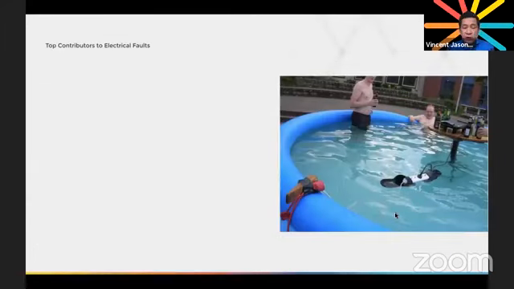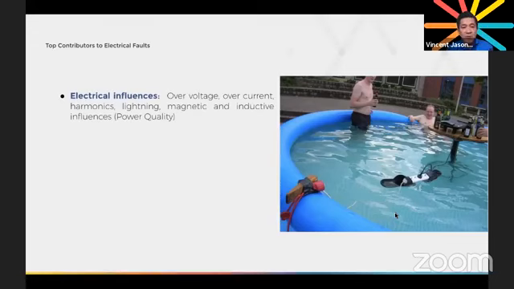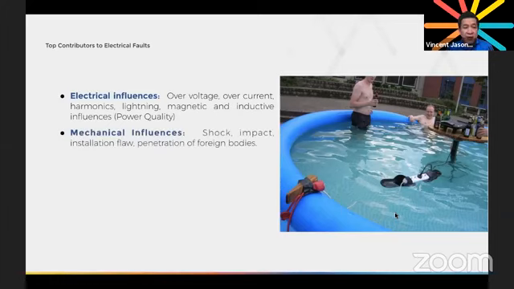So what are the contributors to electrical faults? Number one, whenever you have overvoltage, overcurrent, harmonics, lightning, magnetic and inductive influence. In short, if you have bad power quality, electrical safety is also compromised. So we never really separate electrical safety and power quality because you can't have one without the other. Others are mechanical influences: shock, impact, installation flaws, penetration of foreign bodies, and if you have dirty panels for that matter, it becomes a very dangerous situation.